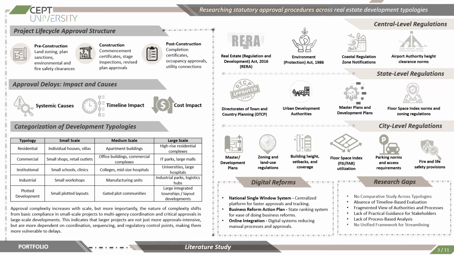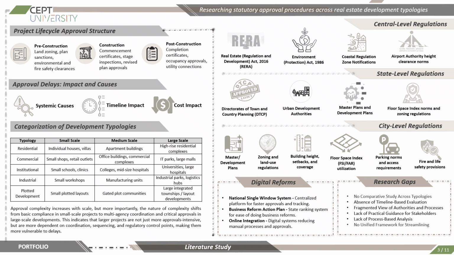The literature review categorizes real estate developments into residential, commercial, institutional, industrial, and planned developments across small, medium, and large scales. The study identifies that approval complexity increases not only with the project scale but also with the level of coordination required between the agencies. Larger projects involve strict compliance systems, multi-agency coordination, and more regulatory checkpoints.